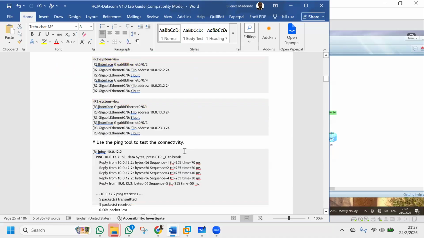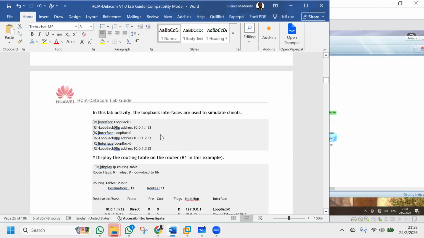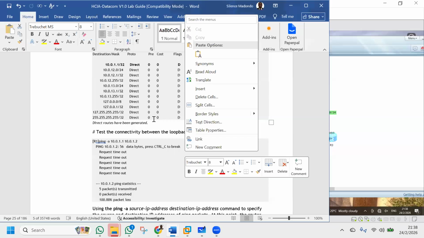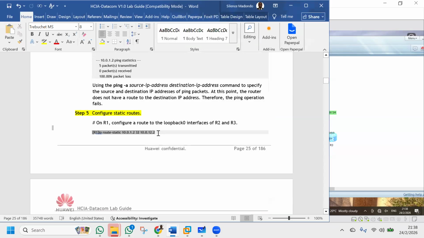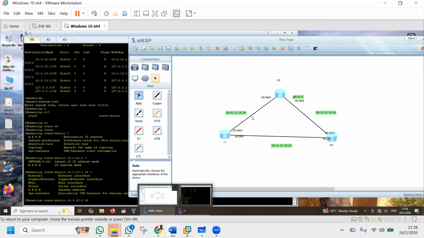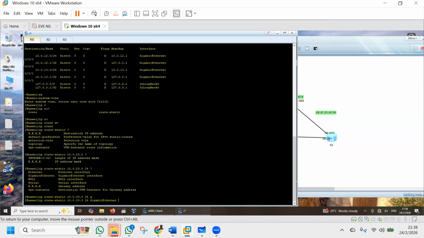We have configured my IP address. Let me see the first static route. Here they used the next hop IP address. You can either use that or the exit interface. So with this one, I'm going to use the exit interface. Let's use GigabitEthernet 0/0/3 and see what happens.